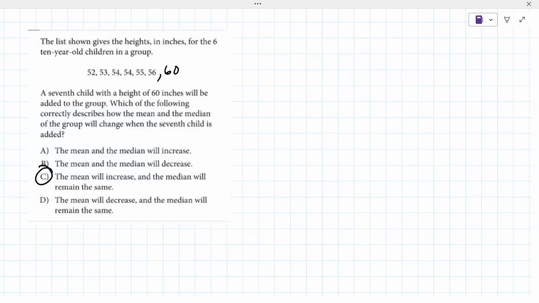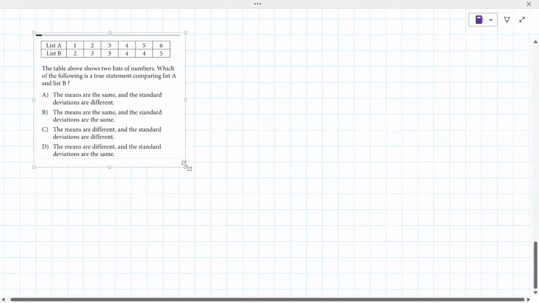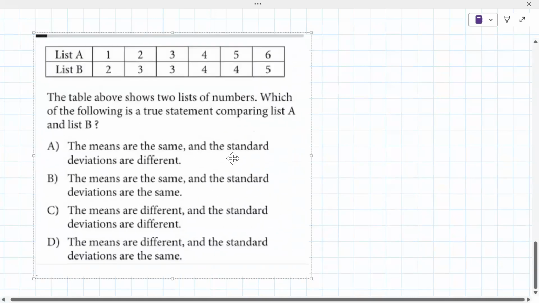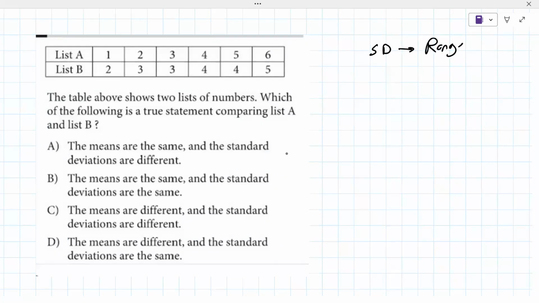So the next question here, I'm going to give you a little information before I let you run and answer it. The question talks about mean and standard deviation. You don't have time to calculate standard deviation, so think of standard deviation as range. So if it has a greater range, it has a greater standard deviation, in general. Okay.